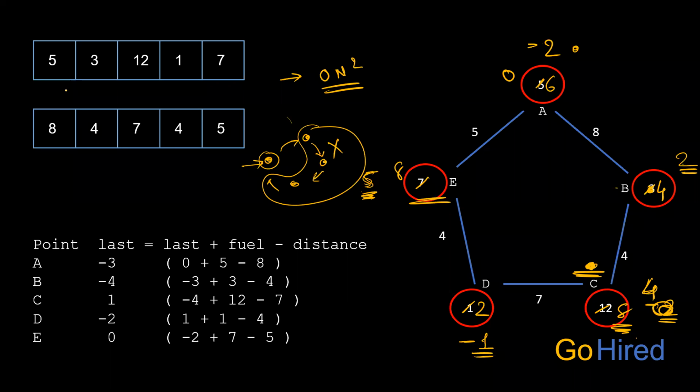Say I'm solving it something like this: the maximum petrol over here is 12, then 7, then 5, then 3 and 1. Accordingly, distance also I'm sorting as an object. For 12 liters of petrol I have 7 distance, and 5 has 8 distance, 3 has 4 distance, and 1 has 4 distance. Finally, it will be the same.